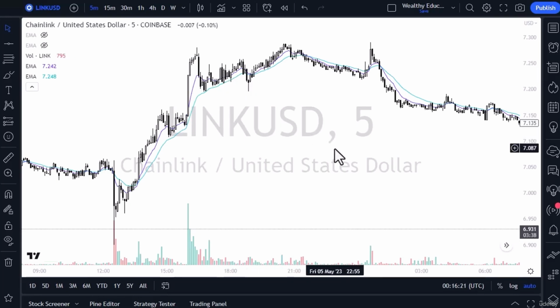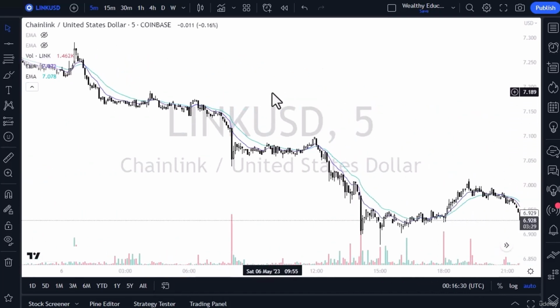Again, though, I can't stress this enough. You really need some type of trend. Sideways, no good for moving averages. But moving averages are pretty common. You'll see them in a lot of analysis.